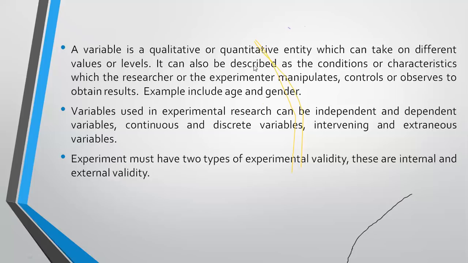You might be carrying out research and rain can fall. This rain can actually affect the outcome of your research work. All this, you don't have control over. They may be dangerous, and that is why you must take them into consideration whenever you are interpreting your research work. Experiments must have two types of experimental validity.